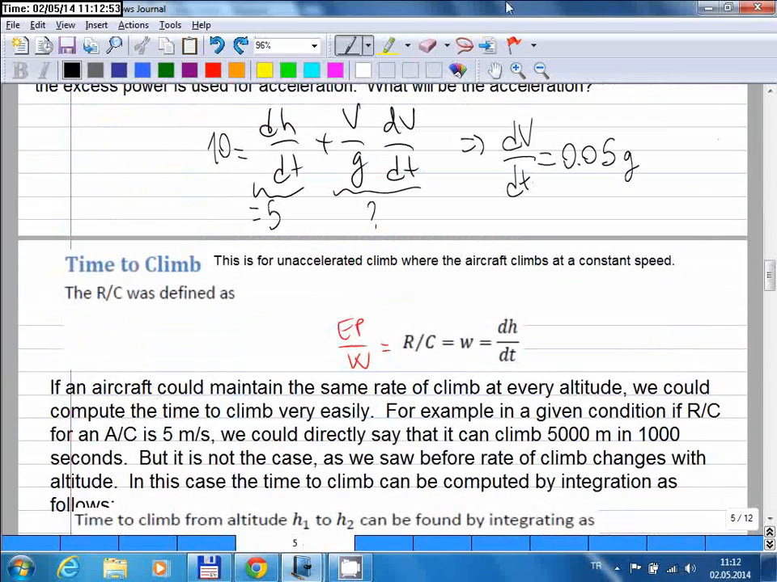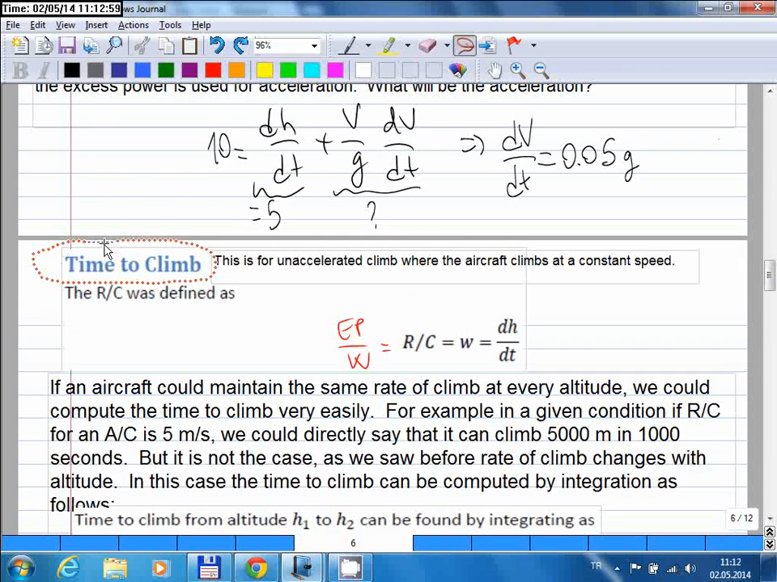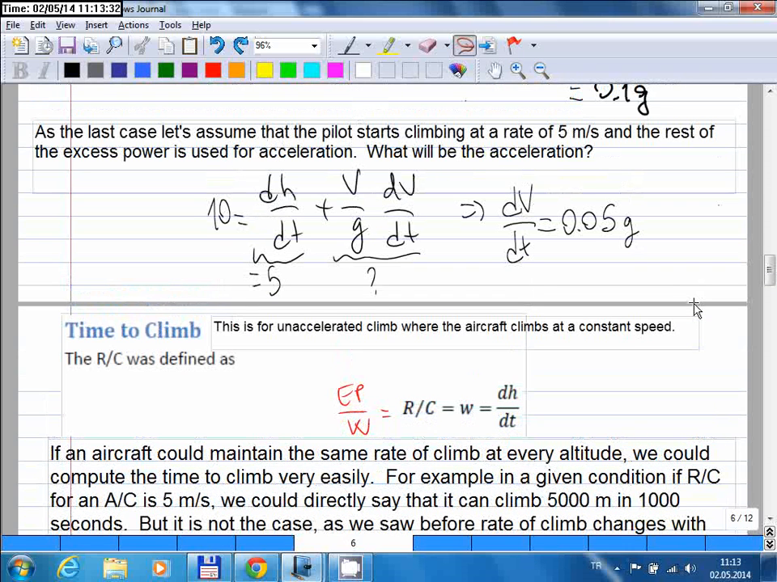Okay, so let's continue. The next topic I would like to talk about is time to climb. This is an important performance number. We talked about climbing, and in climbing we used the rate of climb as an indicator of climbing performance. It is basically the vertical speed, right? Rate of climb, if it's 5 meters per second, means the aircraft's altitude increases 5 meters every second. So the next thing to calculate from this point is how long it takes to climb from a certain altitude to another altitude. Okay?